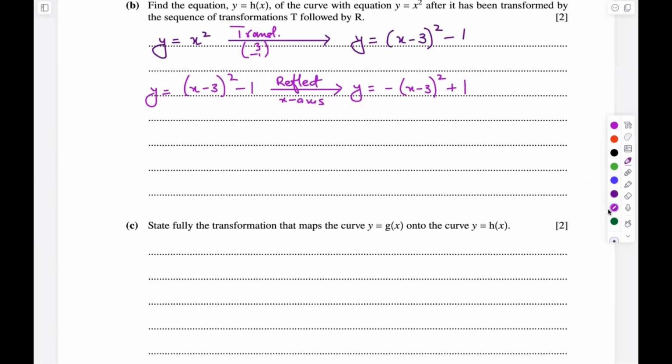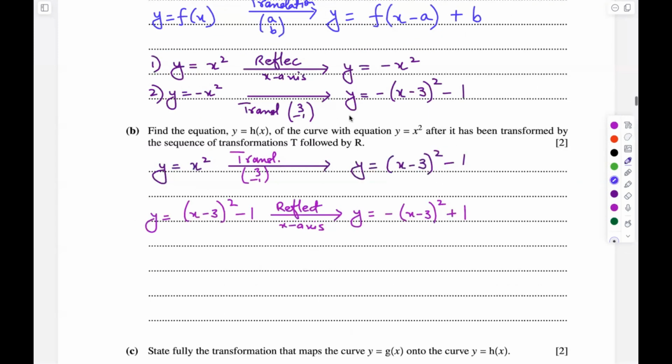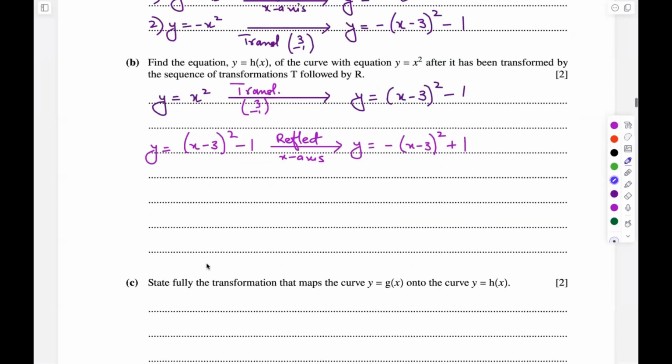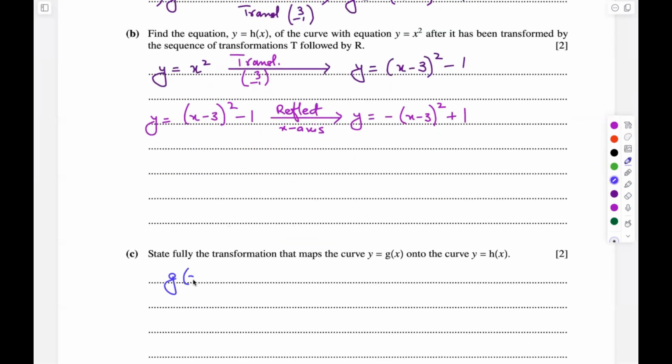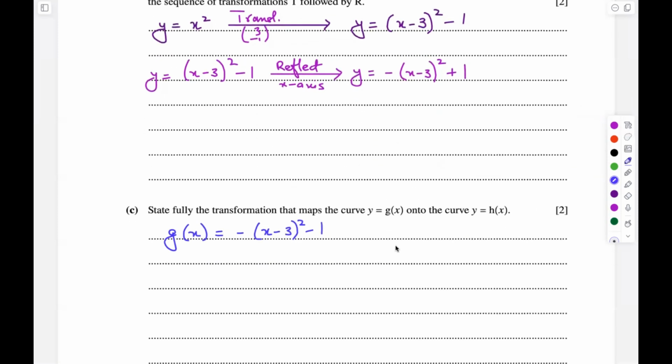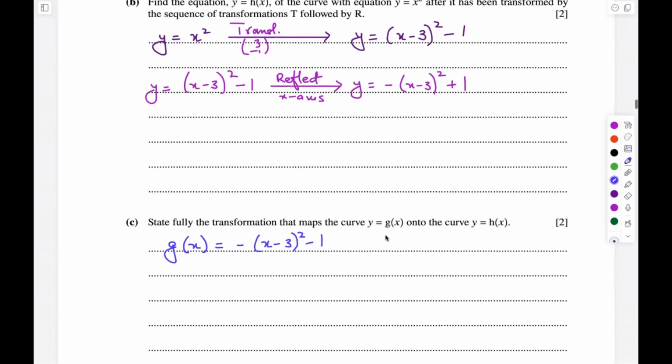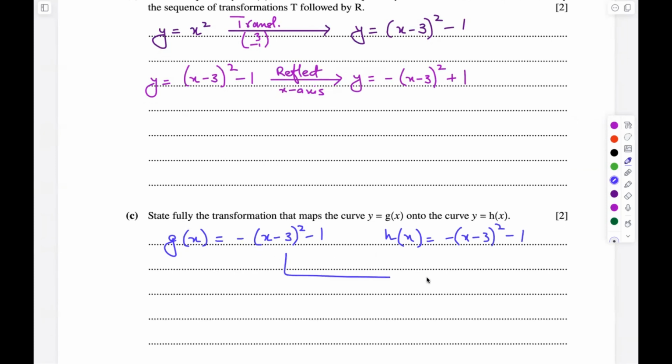In part C, it says state fully the transformation that maps the curve y equals g of x onto the curve y equals h of x. Now in part A, the final equation that we got was y equals minus x minus 3 whole squared minus 1, which was basically g of x. So g of x is equal to minus x minus 3 whole squared minus 1. And in part B, the equation that we found was h of x. So we have to find the transformation that will map g onto h.